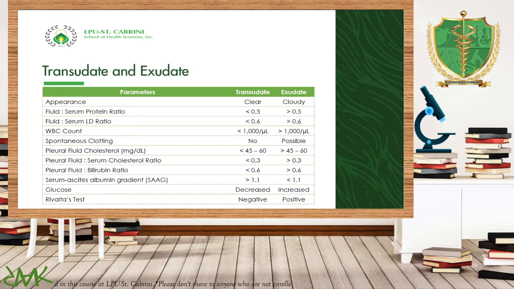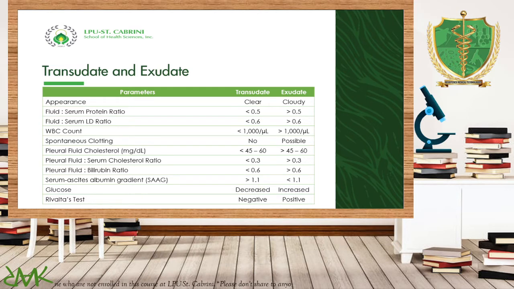Take note, guys, that a transudate effusion appears clear, while an exudate effusion appears cloudy. For the serous fluid to serum protein ratio, if the result is less than 0.5, it is a transudate. If the result is greater than 0.5, it is an exudate. Remember, guys, that transudate is usually seen in hypoproteinemia. Next, for the fluid to serum lactate dehydrogenase ratio, if the result is less than 0.6, that is a transudate. If the result is greater than 0.6, that is an exudate.